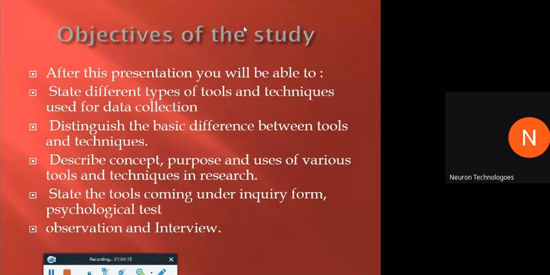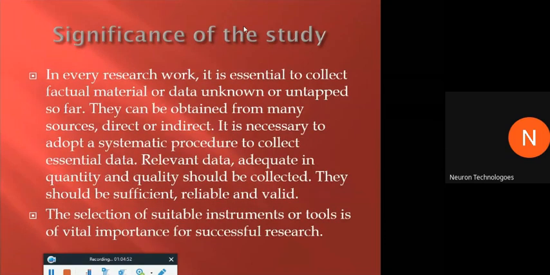State the tools coming under inquiry form, psychological tests, observation and interviews. These are some of the tools that we often use in our daily life while doing research. Every research basically works on these tools. While utilizing these tools, the researcher becomes able to complete their research tasks. Otherwise, they are unable to complete their task. So it is a controlling measure as well as a processing measure for the research.